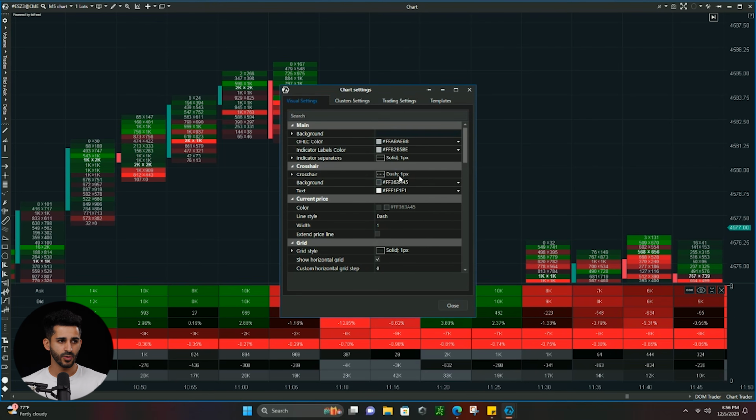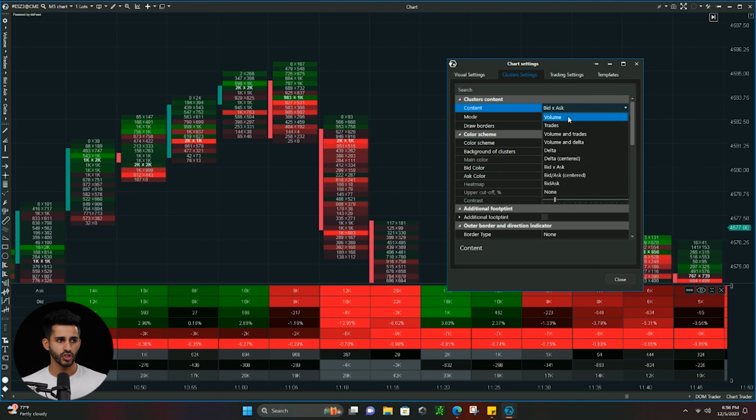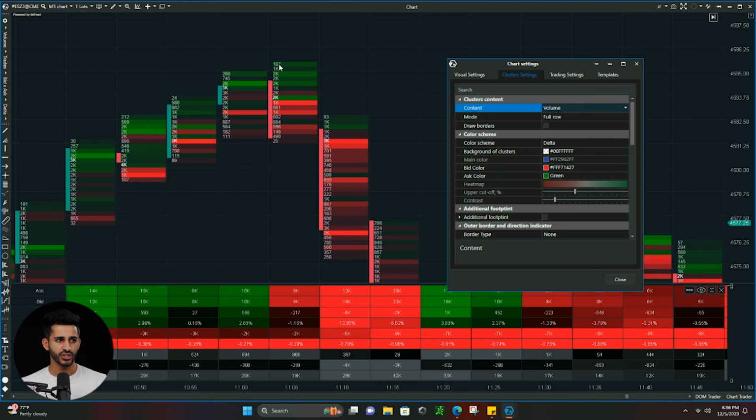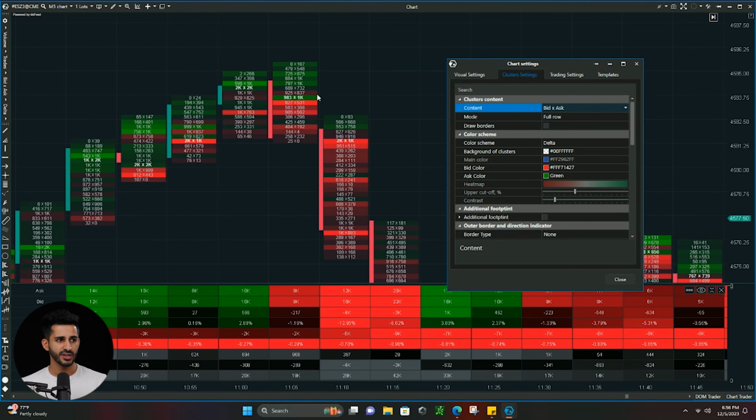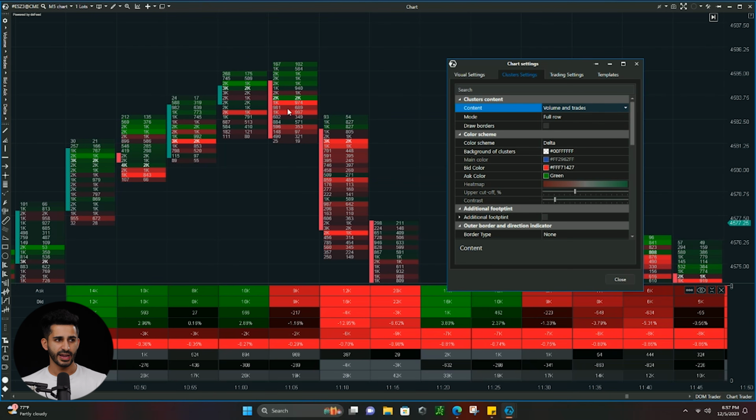Now, if I go in here and I want to change my settings, I can have different options. I can say, show me the volume. So in each transaction, I see the volume now. If I go to bid and ask, you see there's 0 on the bid side and 167 on the ask side. If I hit volume, I see 167, 1K, 2K, 2K, and so on. I might say I want to see volumes and trades. I can see that. So I can customize this however I want.